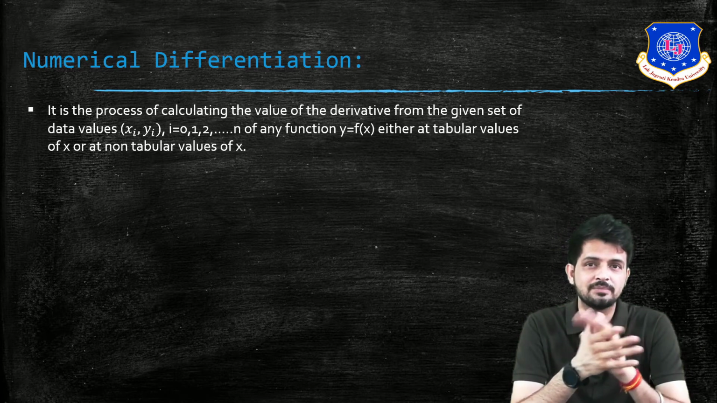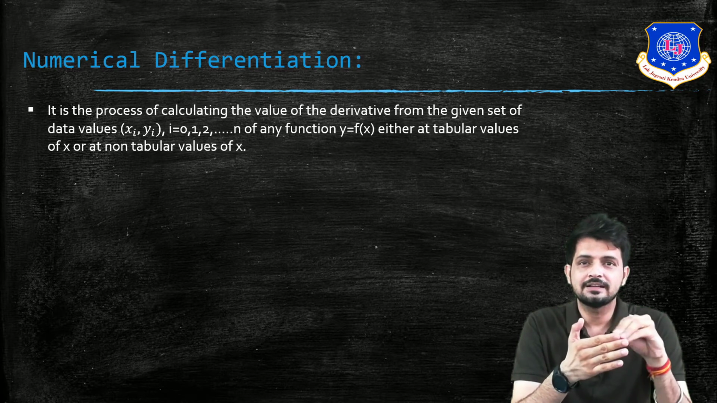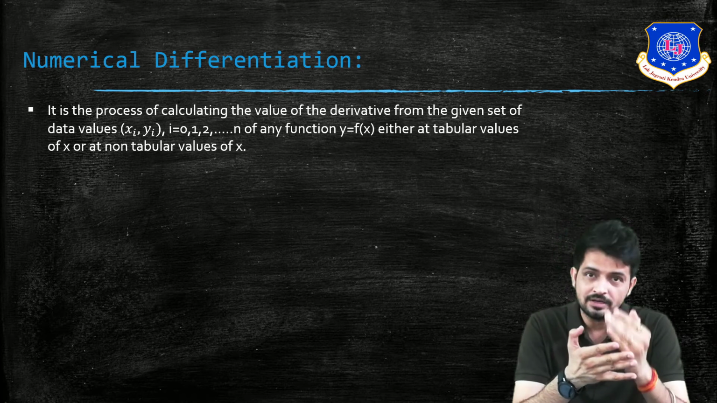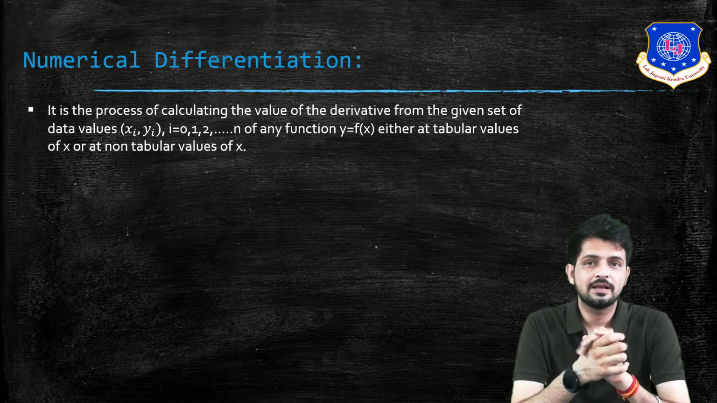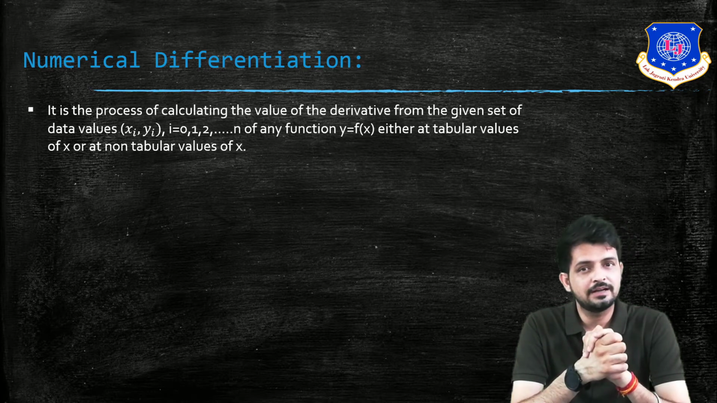Now what is the meaning of tabular? The values of x that are given in the table are known as tabular values, and the values of x that are not given in the table are known as non-tabular. So for all values we can find the derivative.